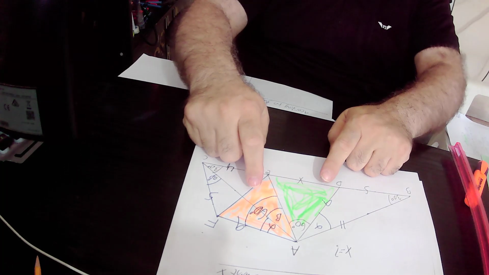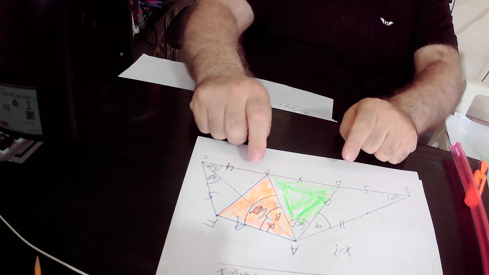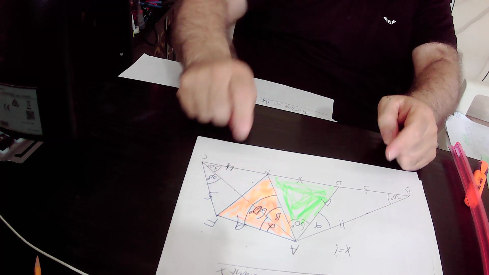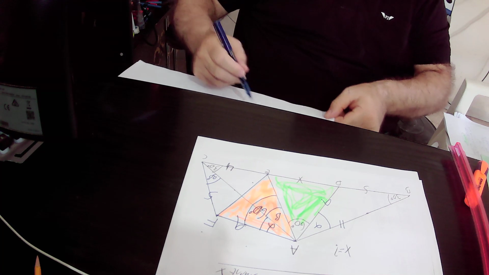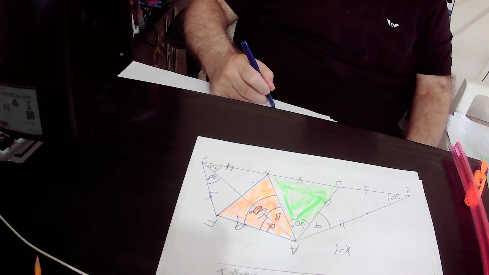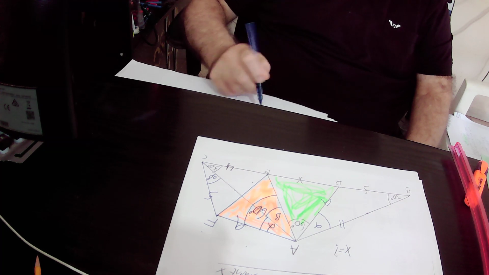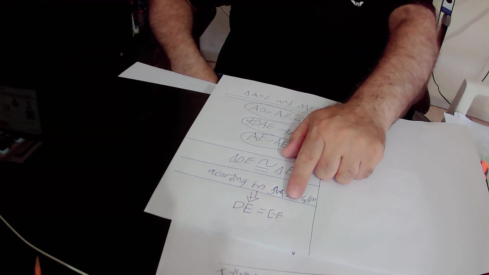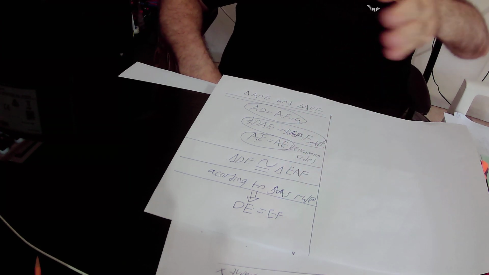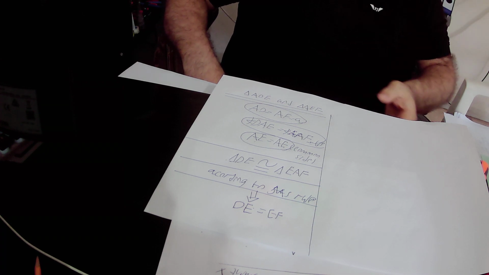And from the fact that those two triangles are congruent to each other, we will conclude that side DE equals side EF. Again, side DE in the green triangle is equal to side EF in the orange triangle, according to the rule that corresponding sides in congruent triangles are equal to each other.